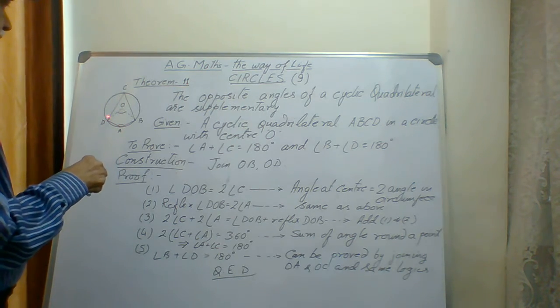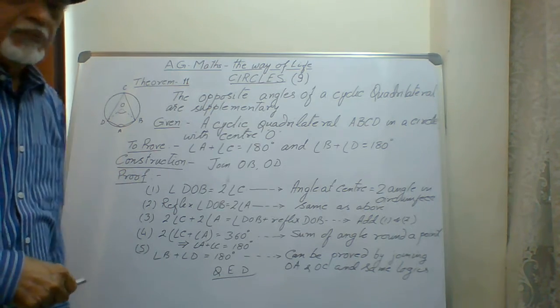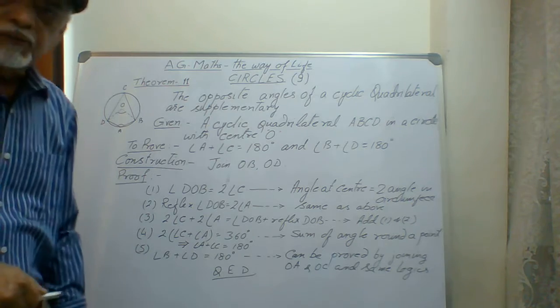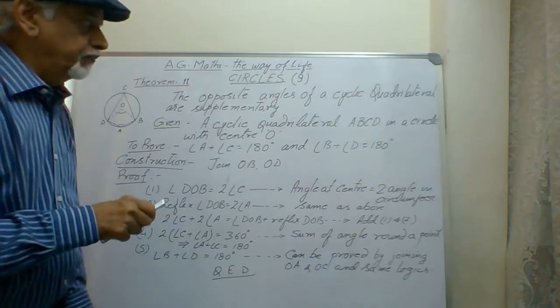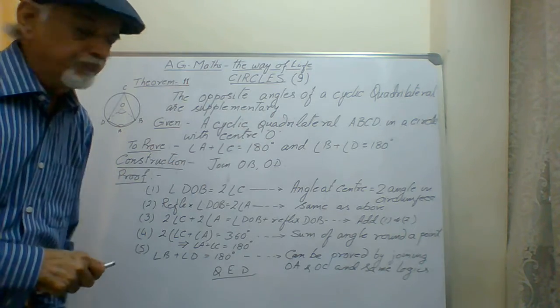Now, opposite angles of a cyclic quadrilateral are supplementary means this angle A is opposite to angle C and this angle D is opposite to angle B. So, we have to prove that the sum of A and C as well as the sum of B and D are equal to 180 degrees. Supplementary means they make a sum of 180 degrees.